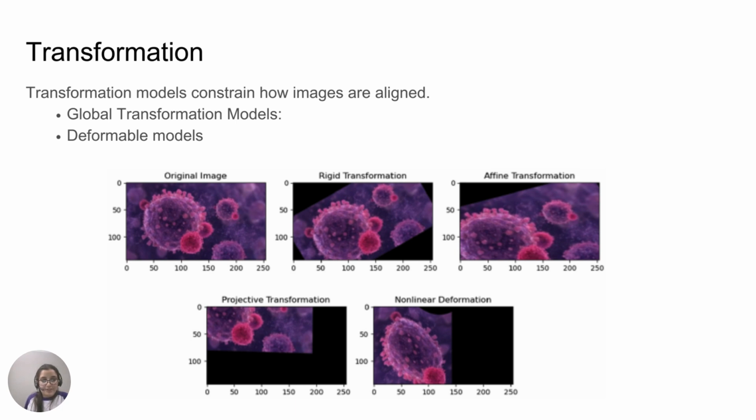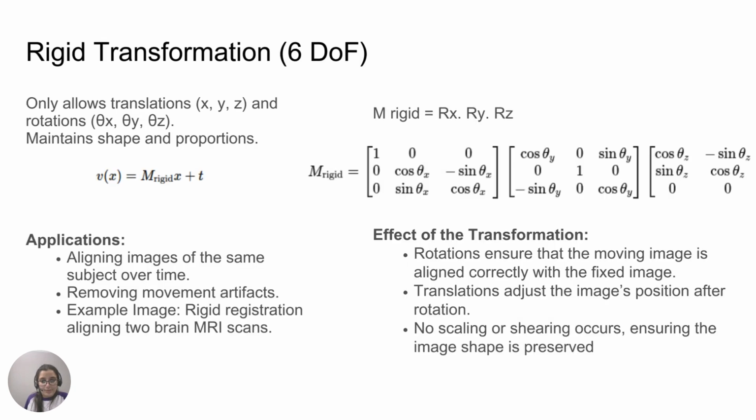Then comes the transformation model. These are basically classified into two categories, global transformation models and deformable models. As you can see, here are the representations: rigid transformation, affine transformation, projective, and nonlinear. So now the key question is, which type of transformation best preserves the anatomical structures? We'll look through each of these one by one.